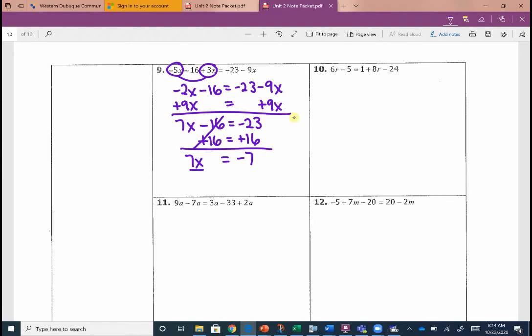And last but not least, we divide by 7. Again, you have to watch your signs. This doesn't equal positive 1. It equals negative 1. You have to watch your signs on these things. That's where a lot of us are making mistakes. We're not looking that there's a negative in front of something. So be careful on those.